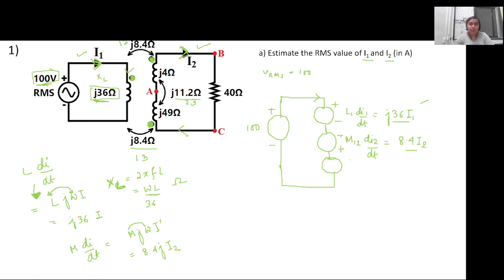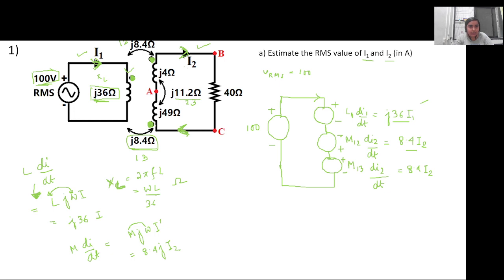Then for the third, the voltage drop will be because of the third inductor that is present here, right? And the third inductor has a mutual inductance of again 8.4 ohm. So di2, because the same I2 current is now entering the dot. In this case, you see the current is entering the dot, so the direction will be the same as that of the self inductance di2/dt. So it is also 8.4 I2. You see the convention, right?